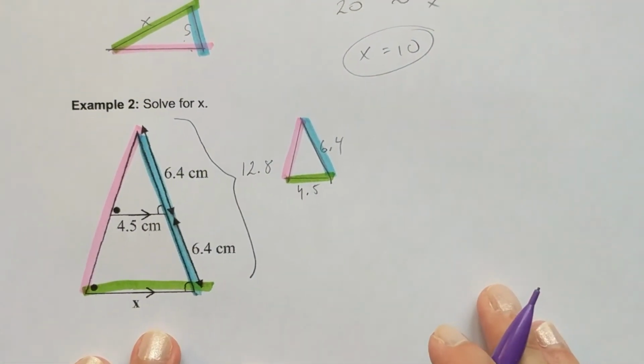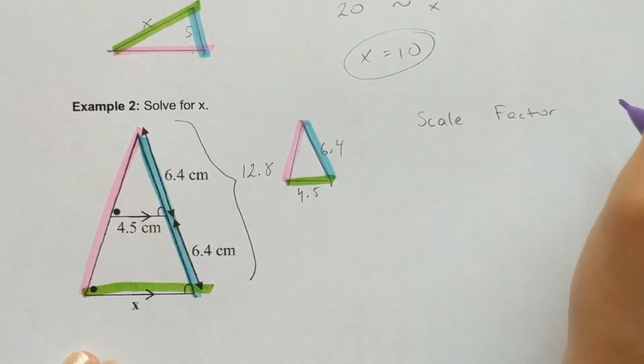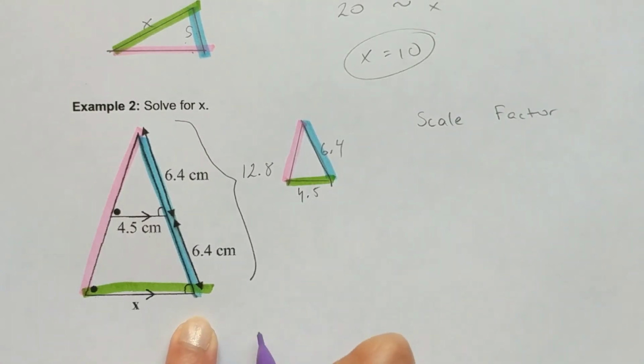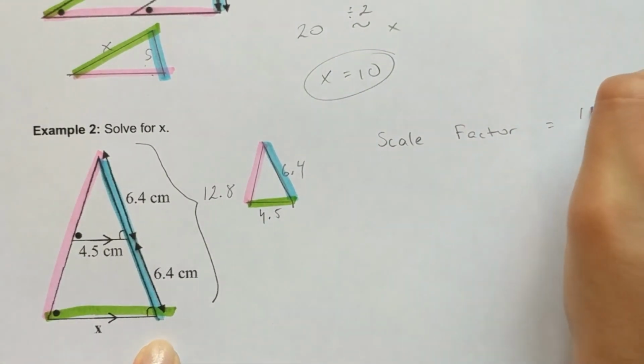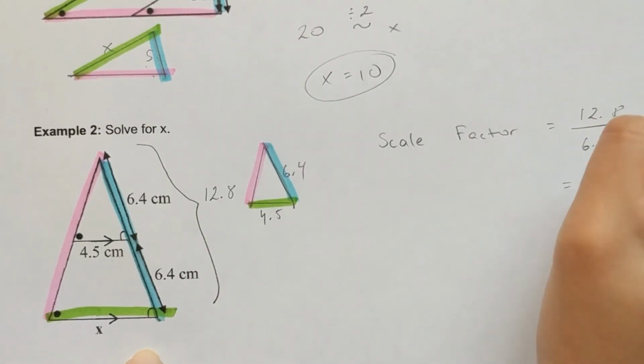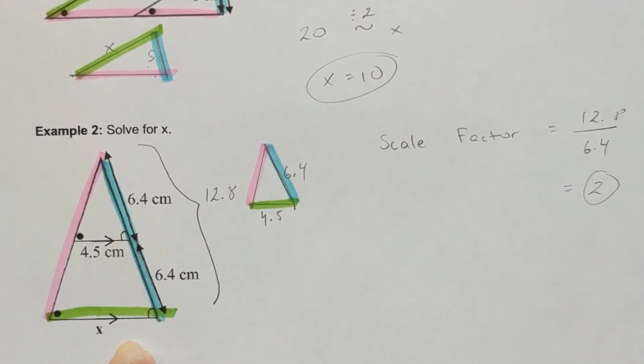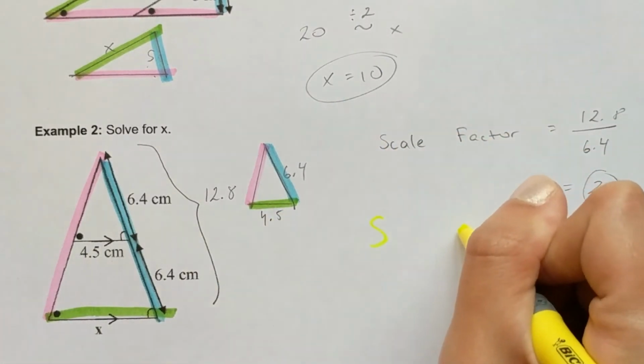I now need to find out my scale factor. I'm going to use my blue side for this, so my scale factor is going to be 12.8 divided by 6.4. 12.8 divided by 6.4 is also 2, so my scale factor is 2. Now my unknown piece of information is x. I'm solving for x, and x is a part of my green or my large triangle. Therefore, I need to start with small in order to get large. So I'm going to go small to large.